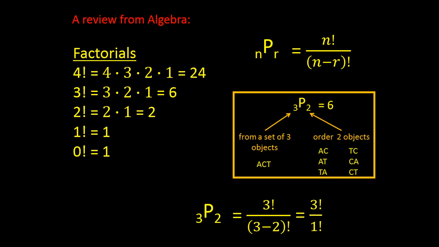Now you have to be careful with this. You can't just cancel the 3 and the 1. You can't cancel the exclamation points. You have to expand these to see what they're equal to. So 3 factorial is 3 times 2 times 1, which is 6. 1 factorial is 1. And 6 divided by 1 is 6. So that's exactly what we found by just listing the objects.